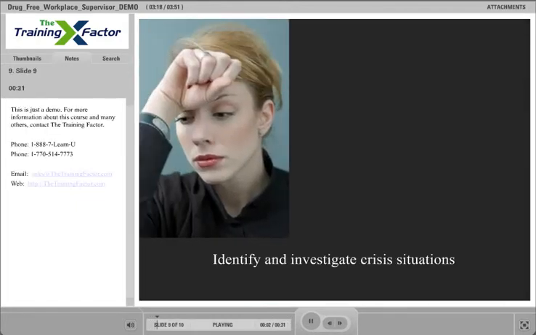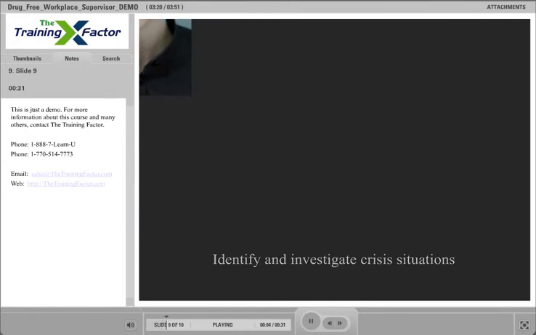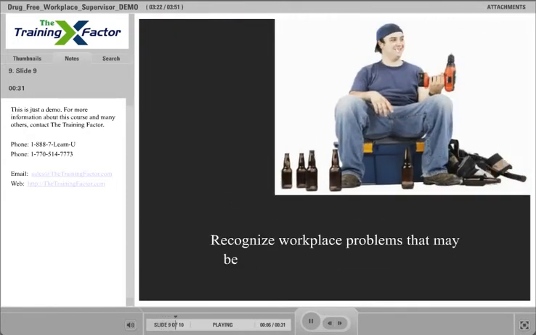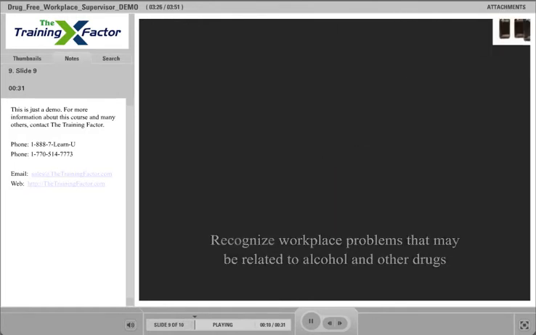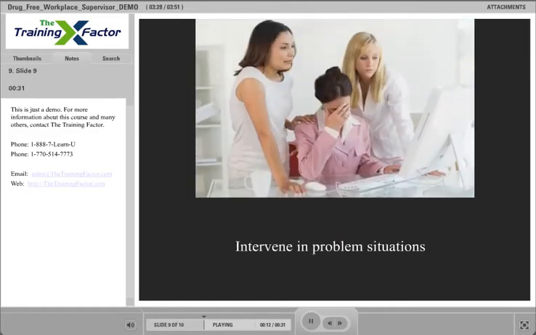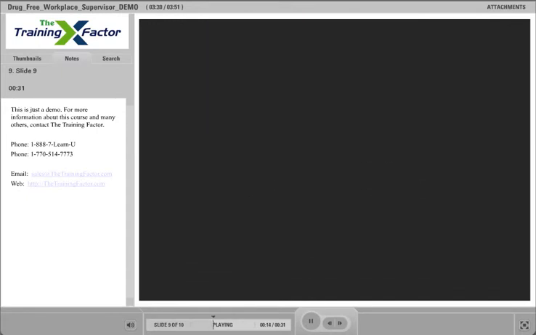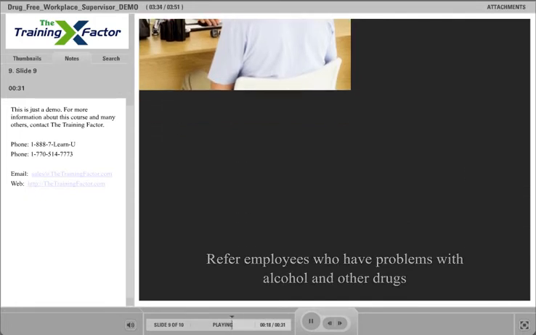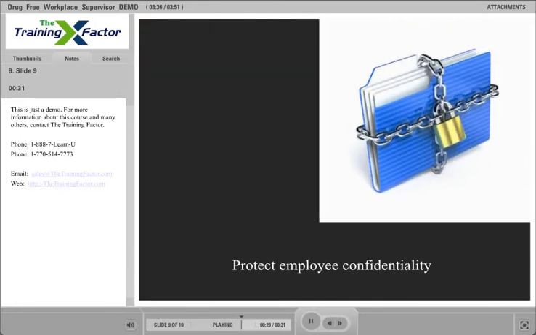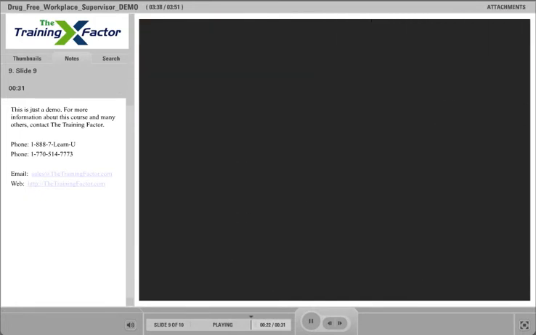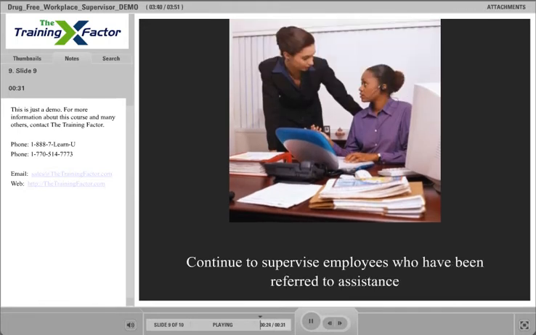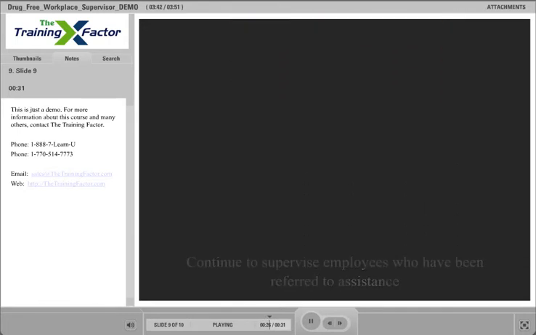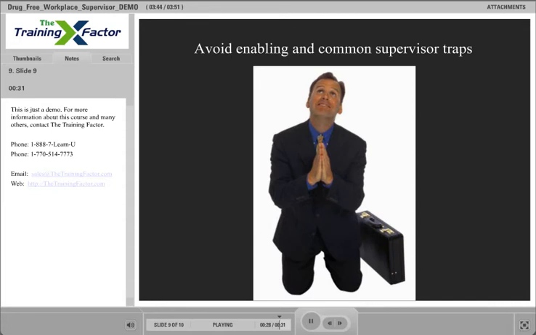Identify and investigate crisis situations. Recognize workplace problems that may be related to alcohol and other drugs. Intervene in problem situations. Refer employees who have problems with alcohol and other drugs. Protect employee confidentiality. Continue to supervise employees who have been referred to assistance. Avoid enabling and common supervisor traps.